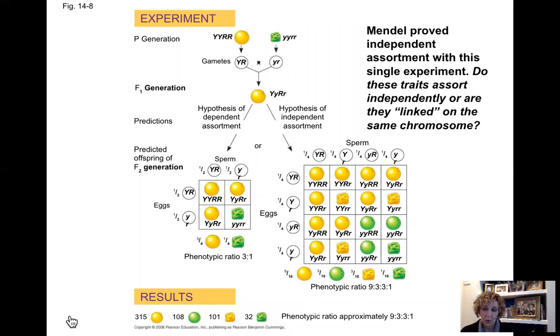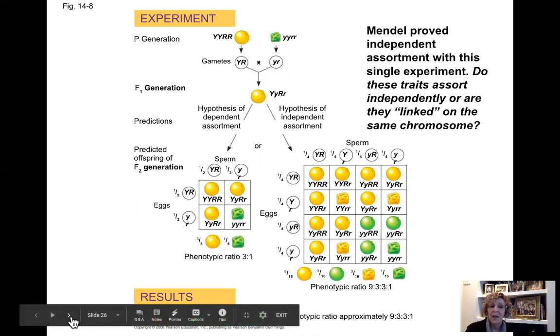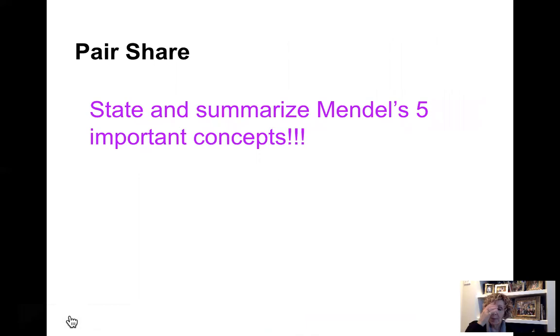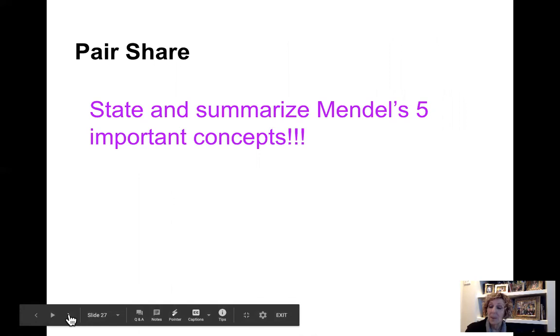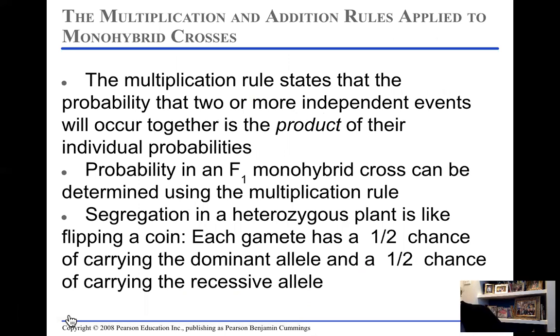But then he got 3 yellow wrinkled and 3 green round. And so the 3 out of 16 chances of each of those showed that the gene for round versus wrinkled, and the gene for green versus yellow, had to be assorted independently during meiosis. So you might want to pause this and make sure that you can go back through and summarize Mendel's 5 important concepts. So now we're going to talk a little bit about doing some genetic problems.